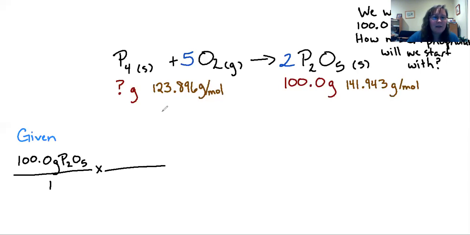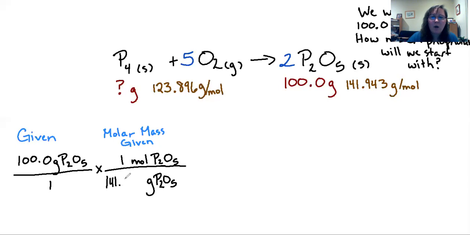The next thing in here is going to be the molar mass of your given. We have grams on the top here, so we need grams P2O5 on the bottom going to 1 mole of P2O5. And that's where we put our molar mass. So this will be 141.943.